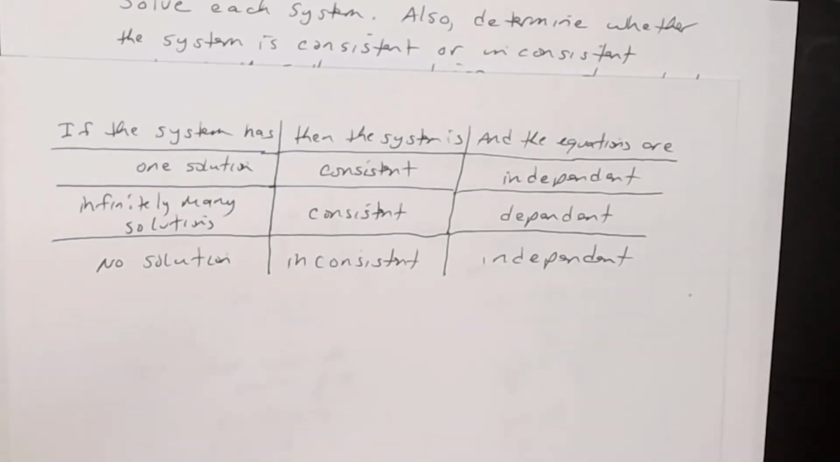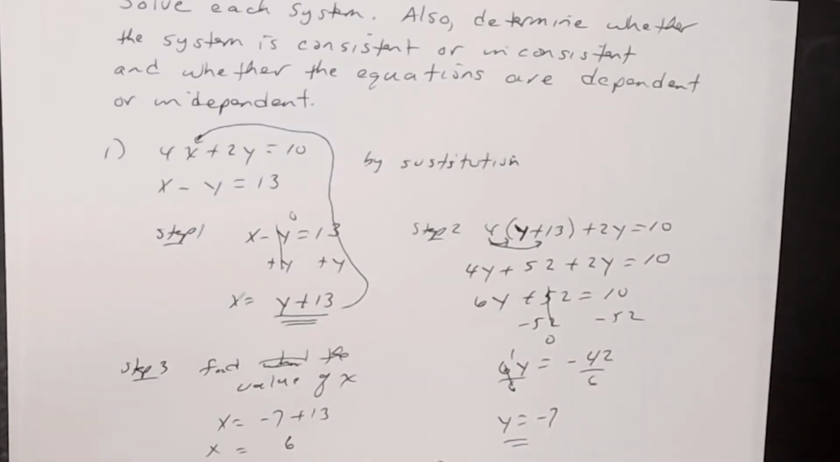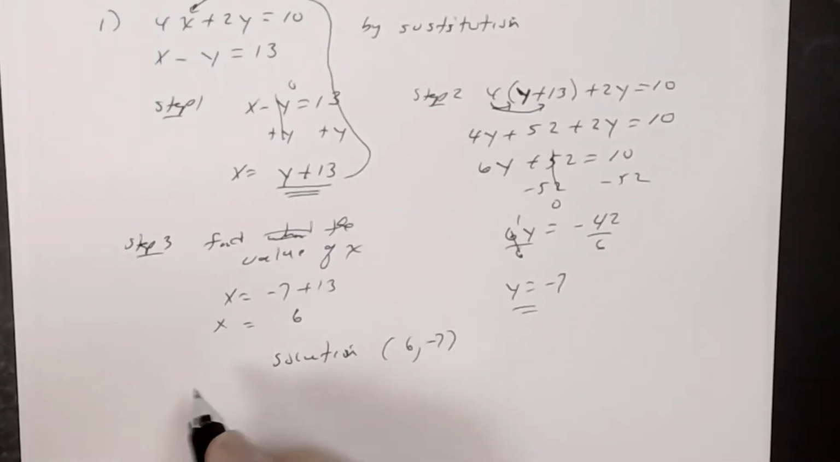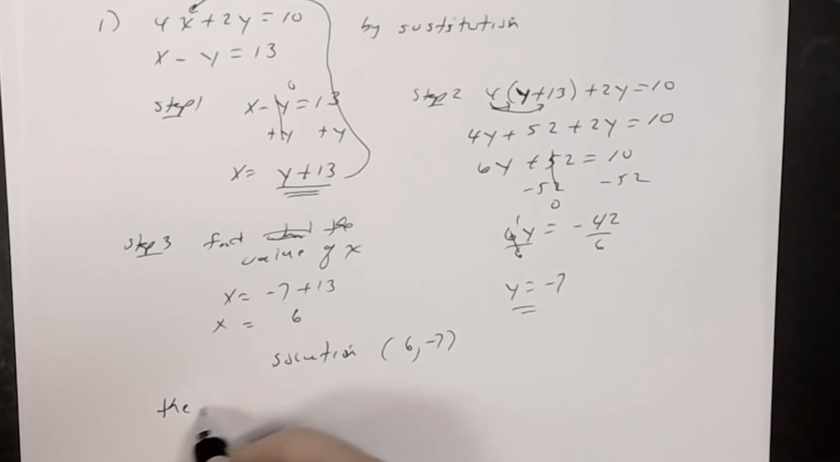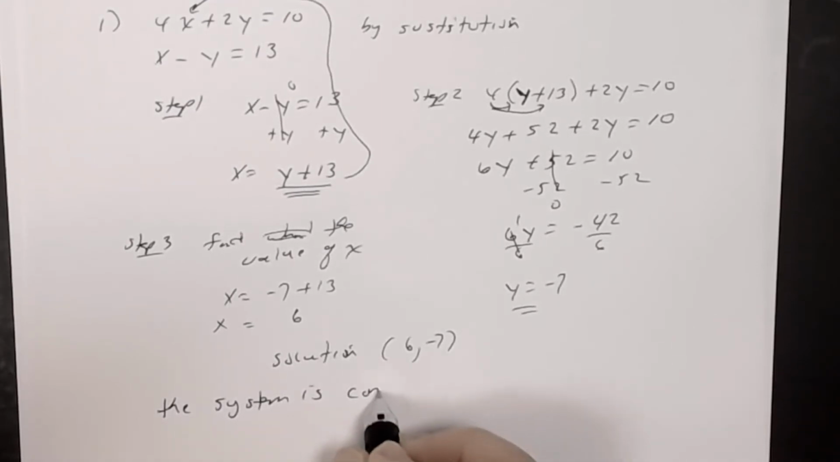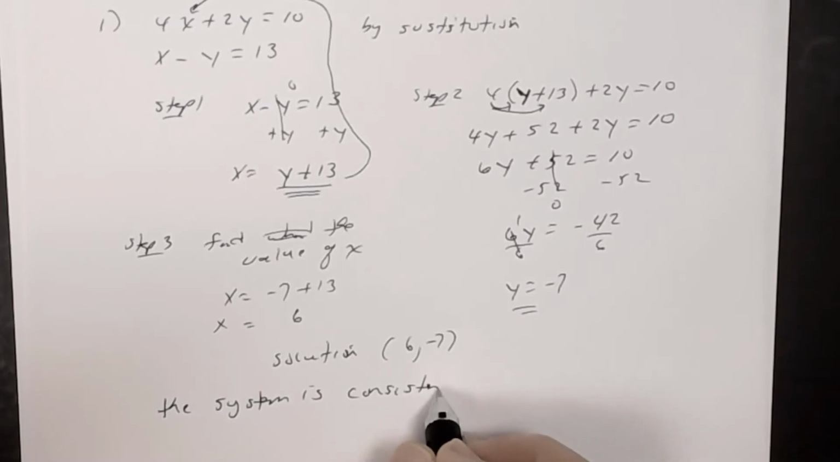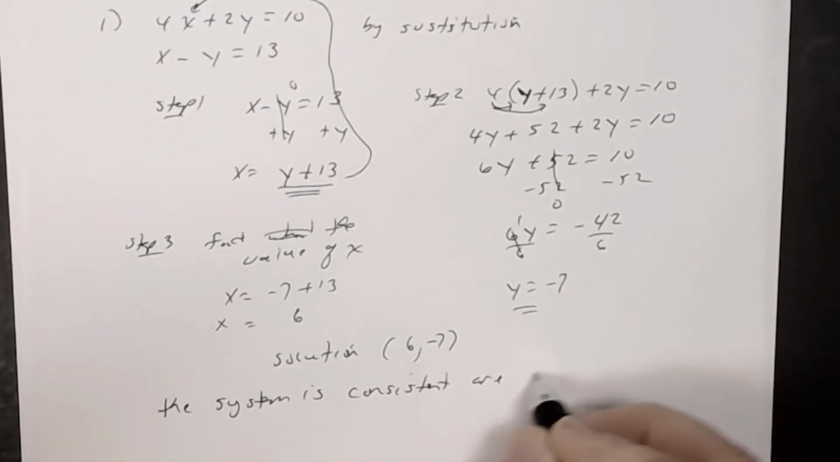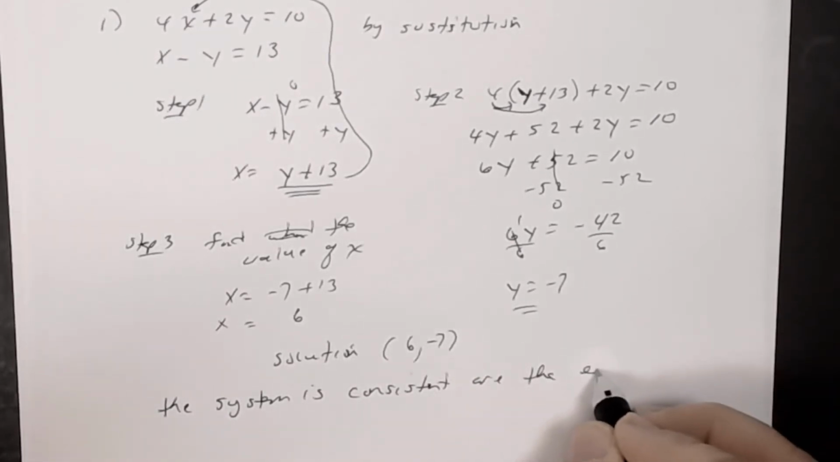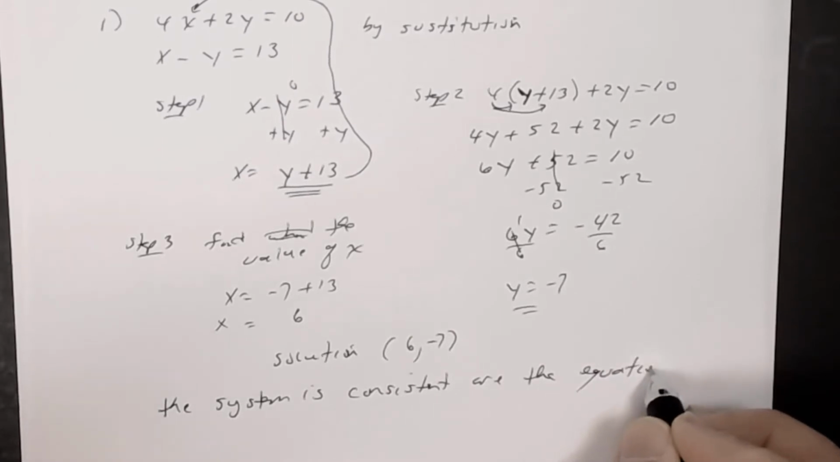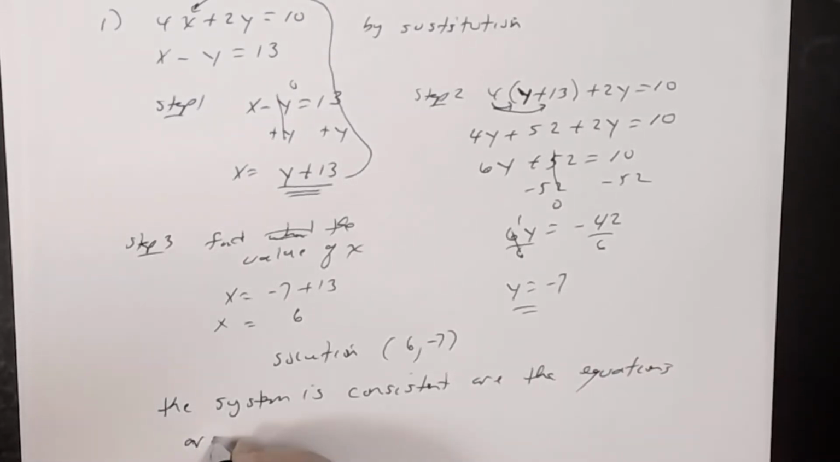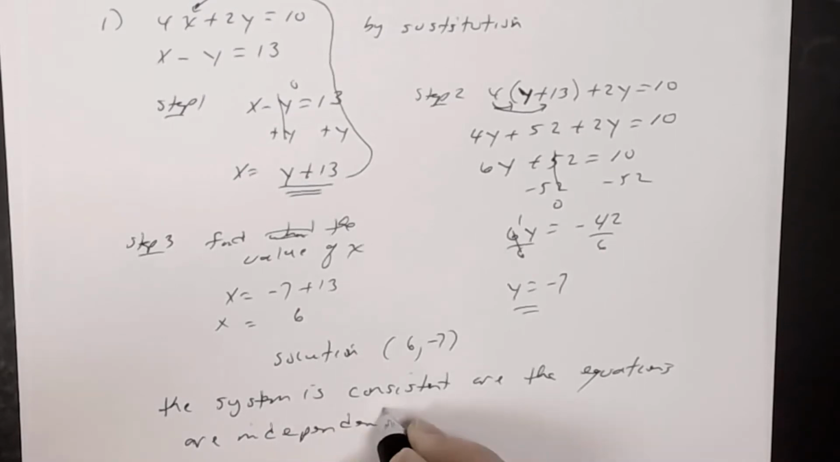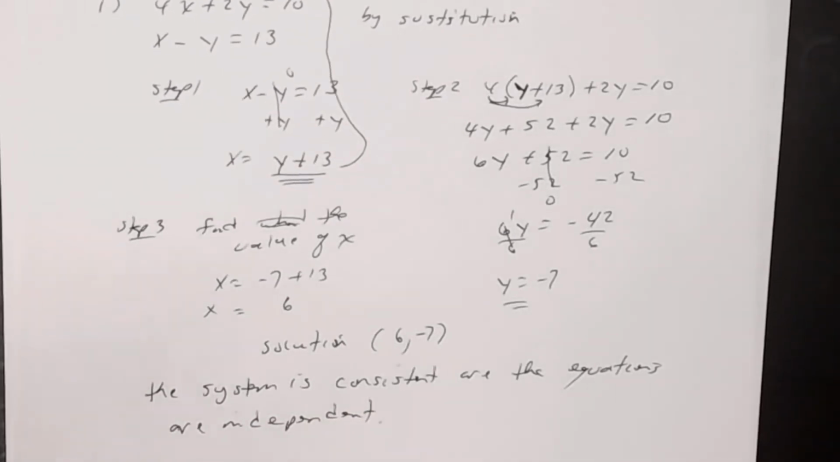All right, but in our case, we know we have a solution, right? So then the system is consistent. The system is consistent, and the equations are independent. Okay? All right, so that was number one.